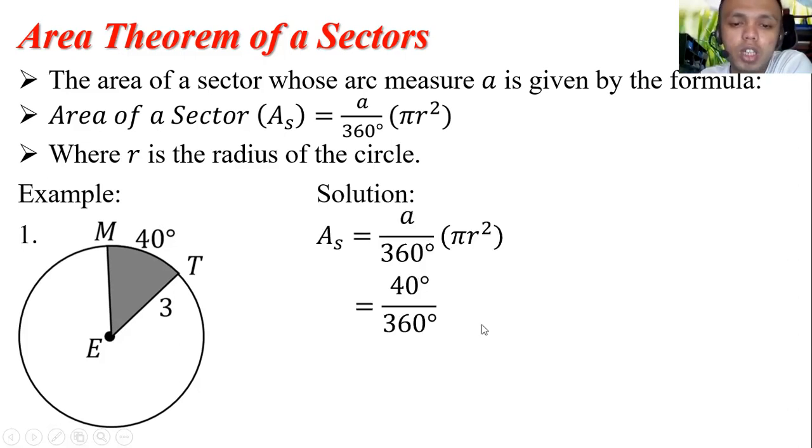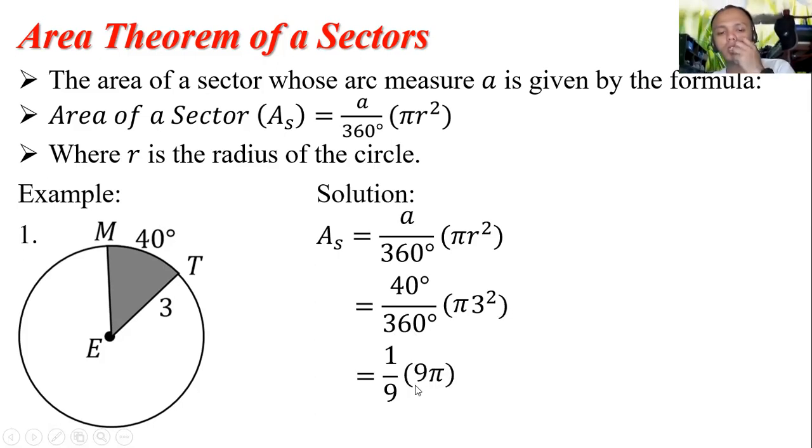Substitute A to 40 degrees over 360 degrees times pi. R here is 3, so R squared. We get the lowest term of 40 over 360, that is 1/9. Then pi times r squared is 9, so 9 pi. 1 times 9 pi, or simply cancel out, we have pi here. So the area here is pi.